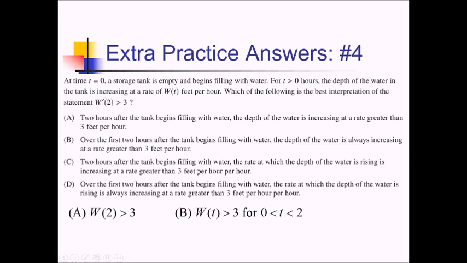So choice C, 2 hours after the tank begins filling, the rate at which the depth of the water is rising is increasing at a rate greater than 3. Okay, so this is saying that the rate of the rate is greater than 3. And that's what we're looking for here. Choice C is giving us W prime of 2 greater than 3. And then let's just look at choice D. I mean, we're already here. Over the first 2 hours, the rate at which the depth of the water is rising is always increasing. So this is saying, kind of like choice B, W prime of t is greater than 3 for 0 to 2. Again, not what we were saying with W prime of 2. This is saying at exactly 2 hours, the rate of the rate is greater than 3. So we're going to go with choice C on this one.